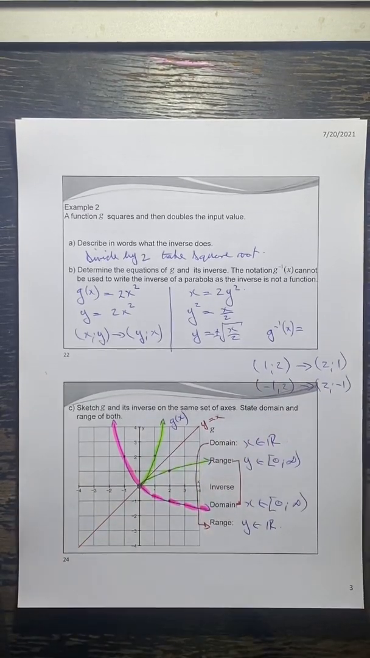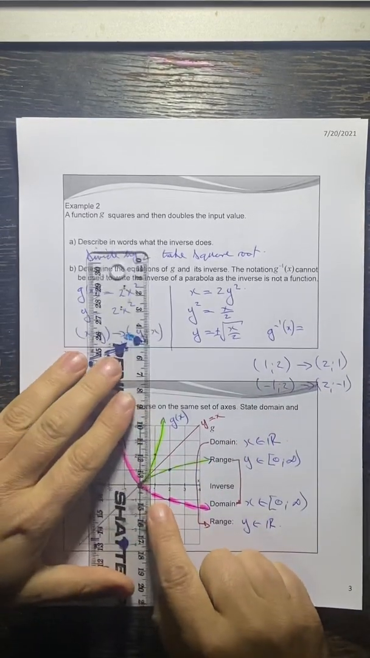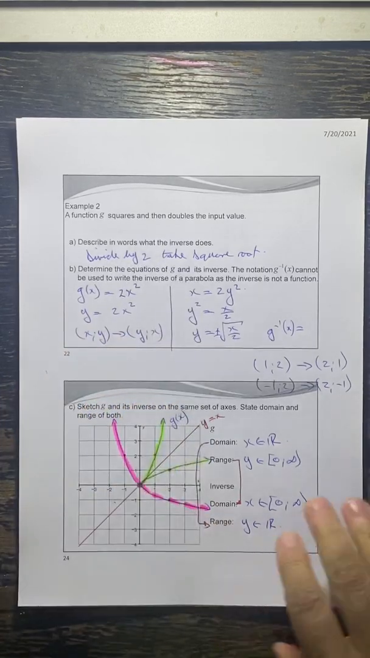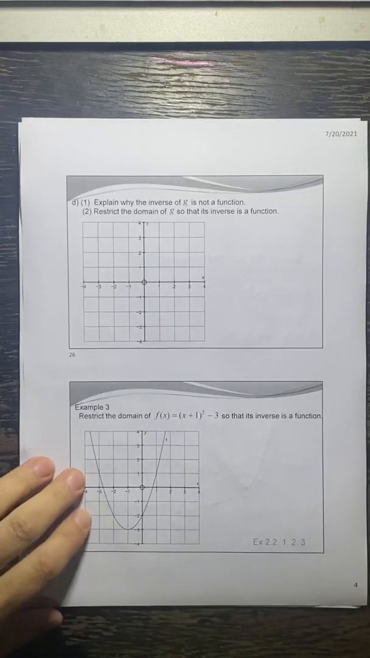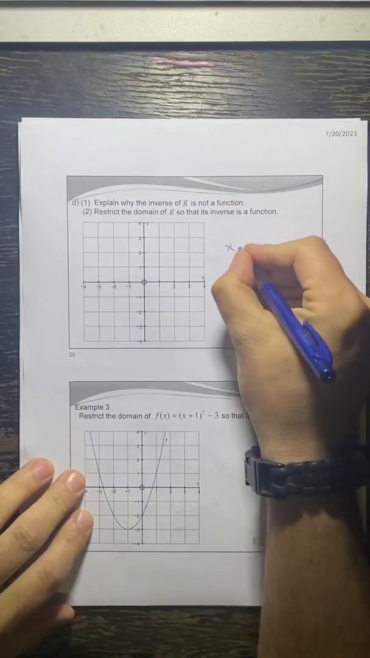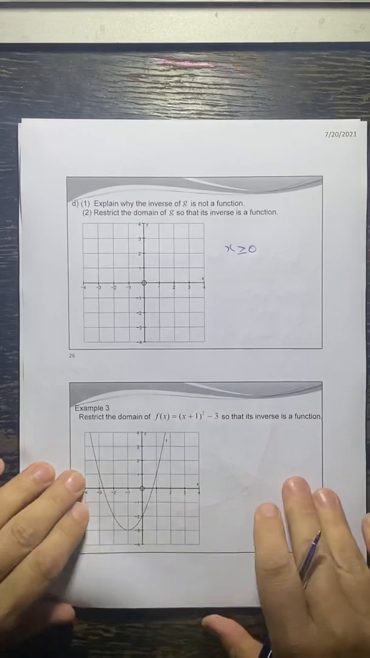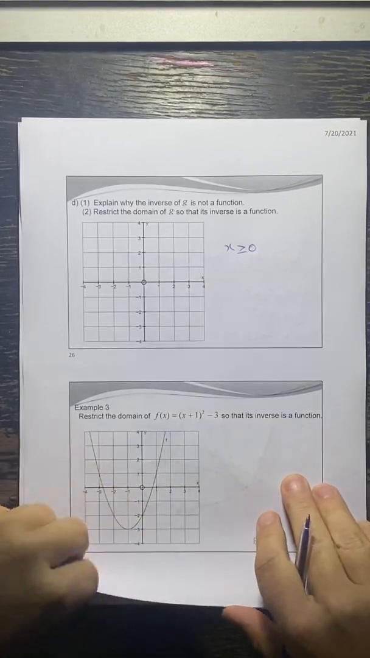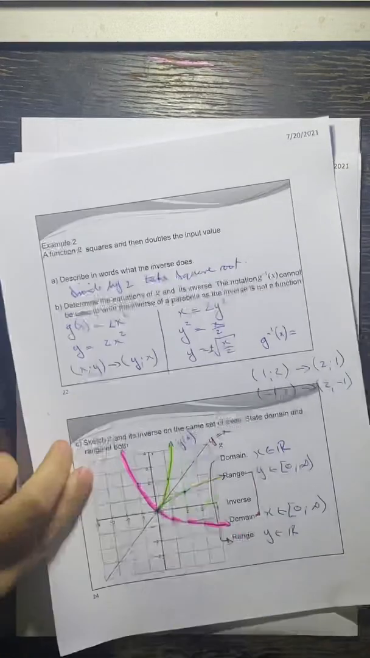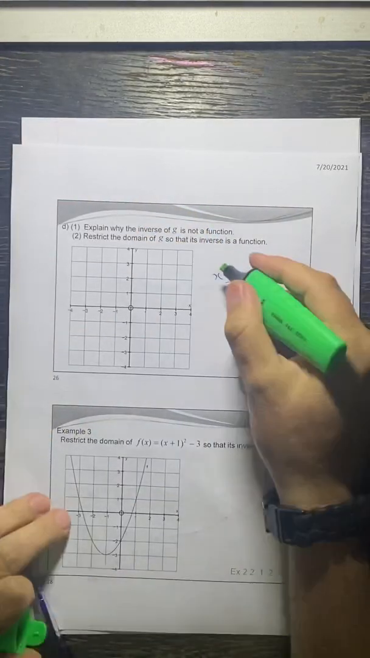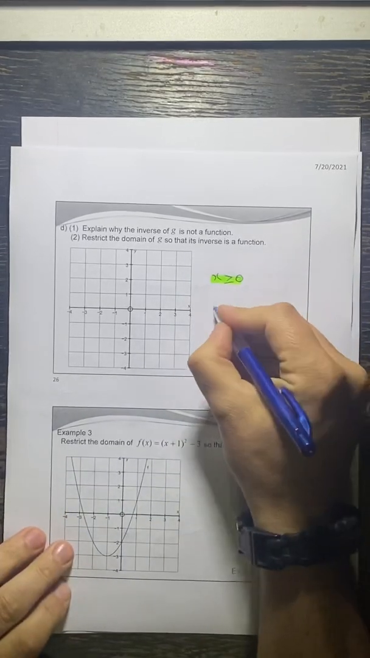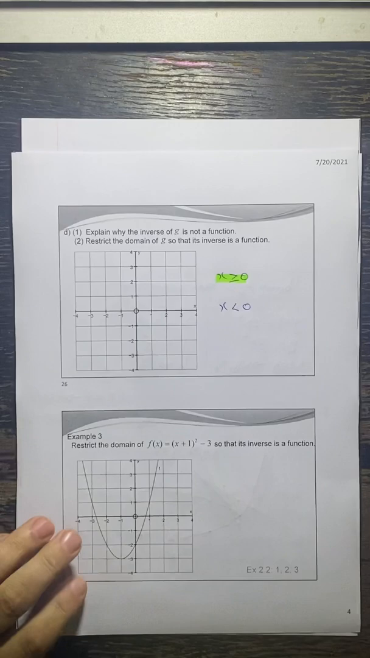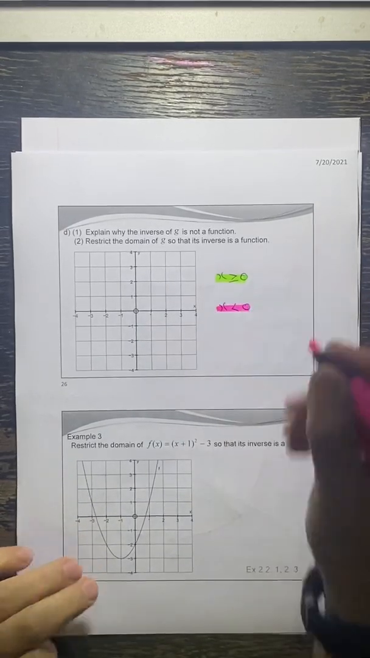Okay, and you can see with that red bit, that is a function. So how would we restrict this? Well, I would say x greater or equal to 0. That was for the green bit. And then the other one I would look at is x less than 0, and that was for the red arm. Okay.